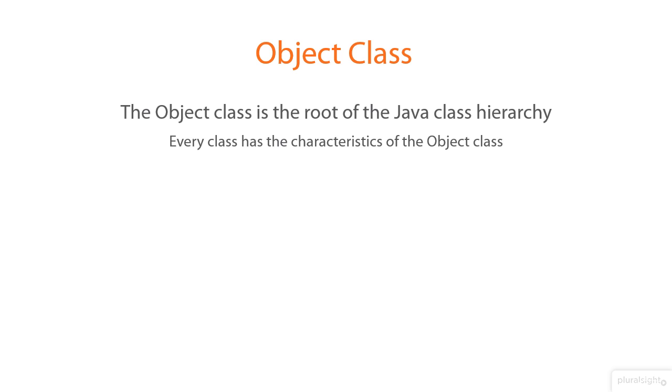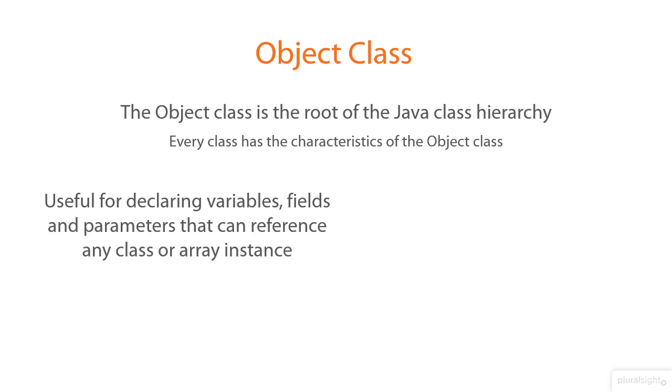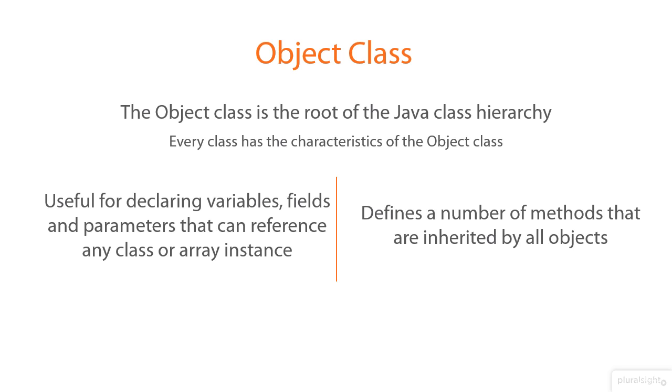What that means is that using the object class, we can declare references that can point to any class type. So it can be variables, fields, parameters. And because arrays are classes, objects can even point to arrays. So it's really kind of this universal reference type. But it's more than that. The object class actually has methods that are defined on it.